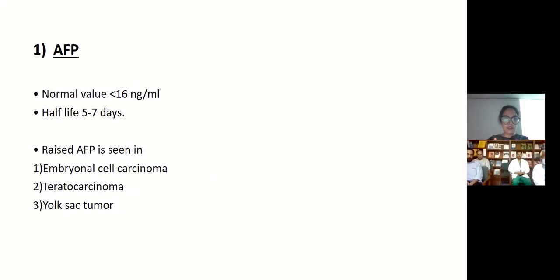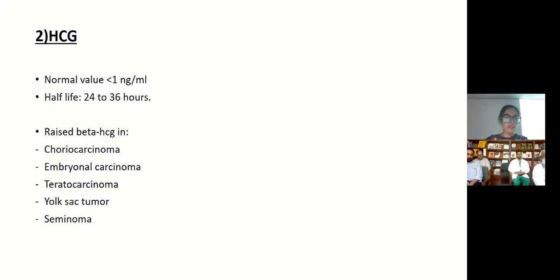So first is AFP, for which the normal value is less than 16 nanogram per ml. Half-life is 5 to 7 days, and raised AFP is seen in embryonal carcinoma, teratocarcinoma, and yolk sac tumor. HCG, which is beta, the normal value is less than 1 nanogram per ml. Half-life is 24 to 36 hours, and raised beta HCG is seen in choriocarcinoma, embryonal carcinoma, teratocarcinoma, and yolk sac tumor.